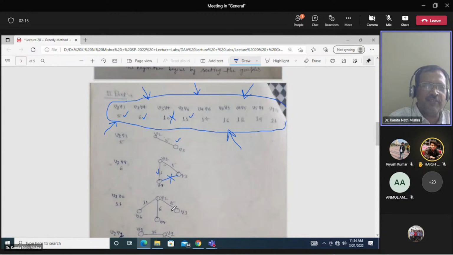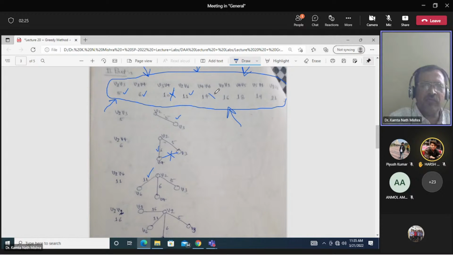Its length is 11. After that, V4, V6. So V4, V6, should we take or should we not take? No sir, we have to discard V4, V6. If you take V4, V6, it is forming a cycle. So discard it. Yes sir.